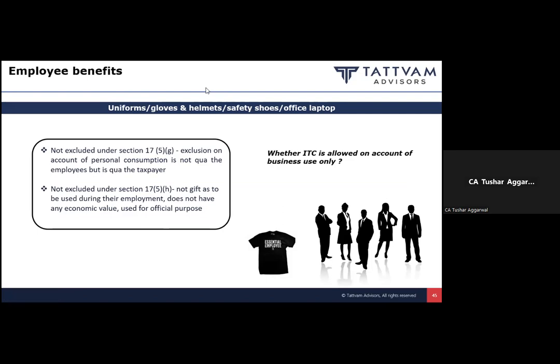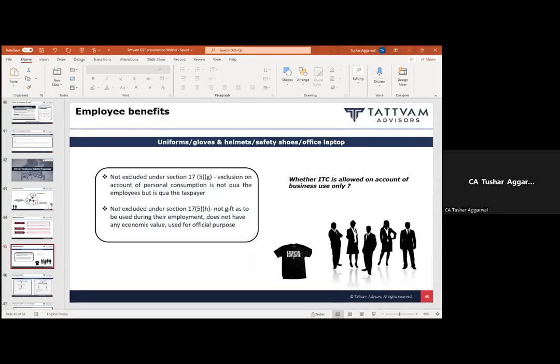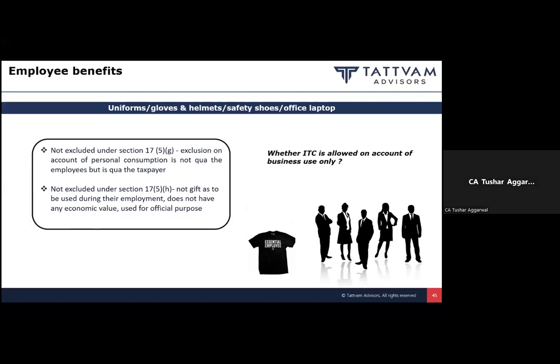Please note, this is not a personal consumption for the taxpayer, for the company. When an employee is using gloves, helmet, safety shoes, etc., this is not a personal consumption for the company. It is rather a business expenditure for the company. Accordingly, credit should be available. In fact, there is no concept called personal consumption of the company.